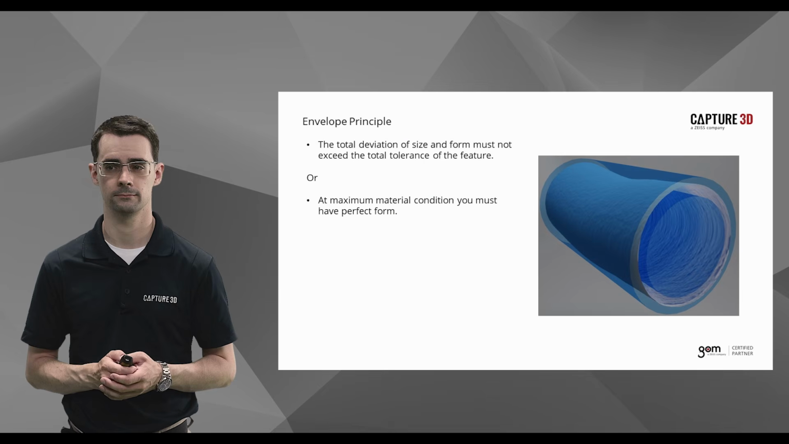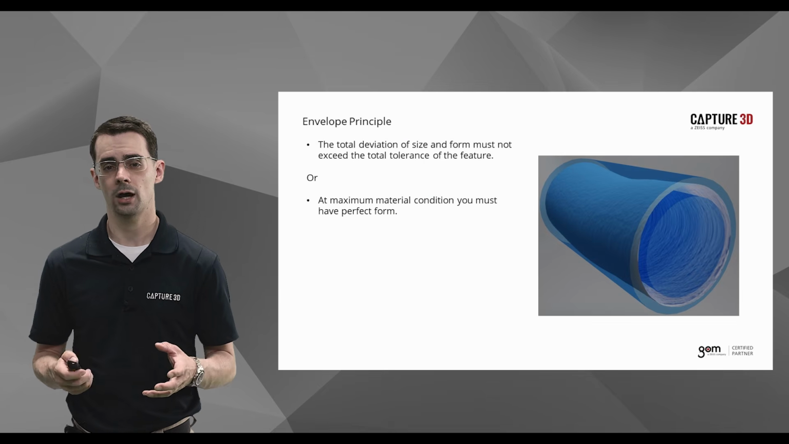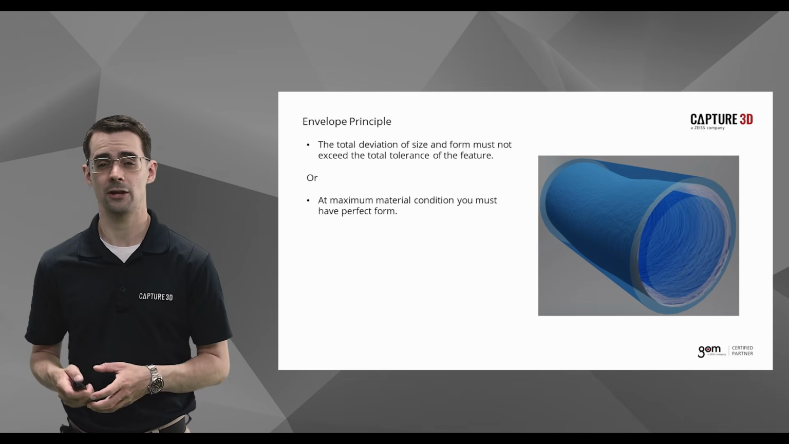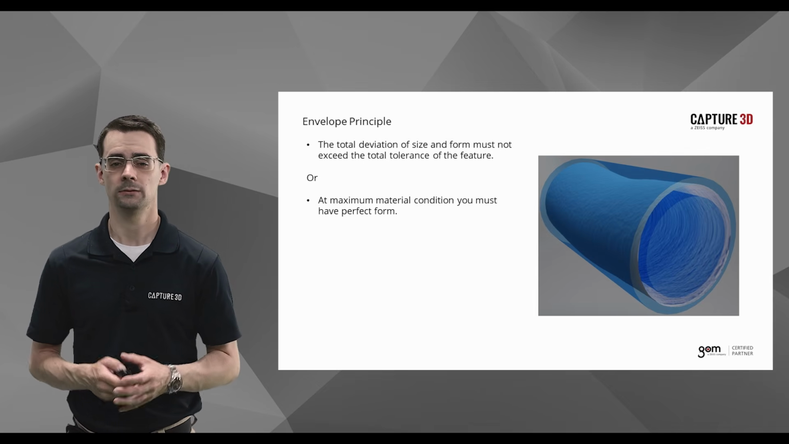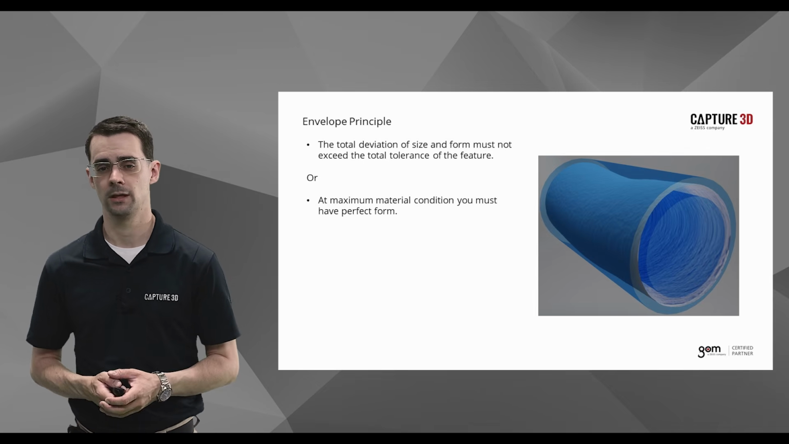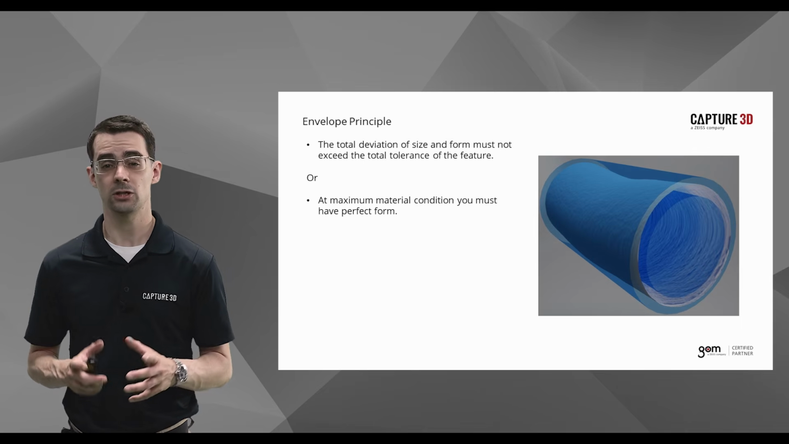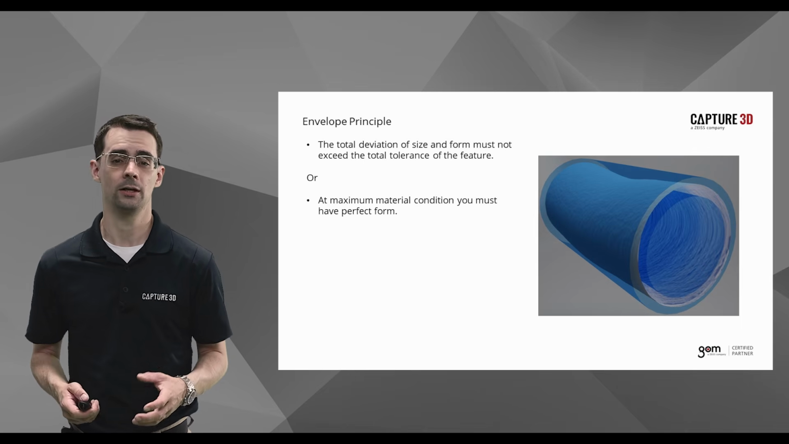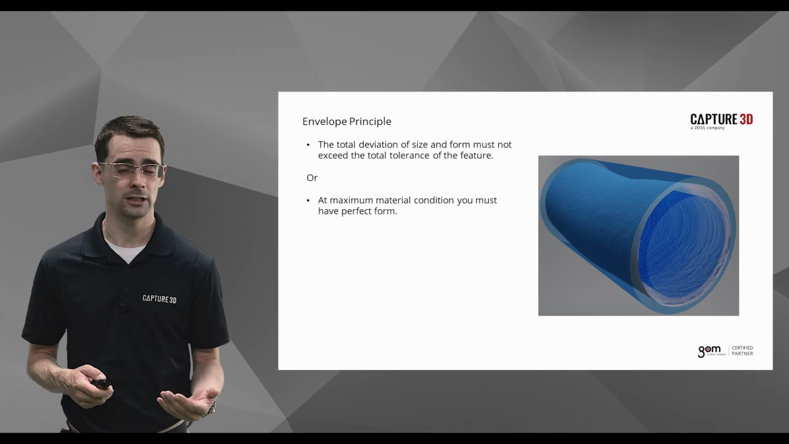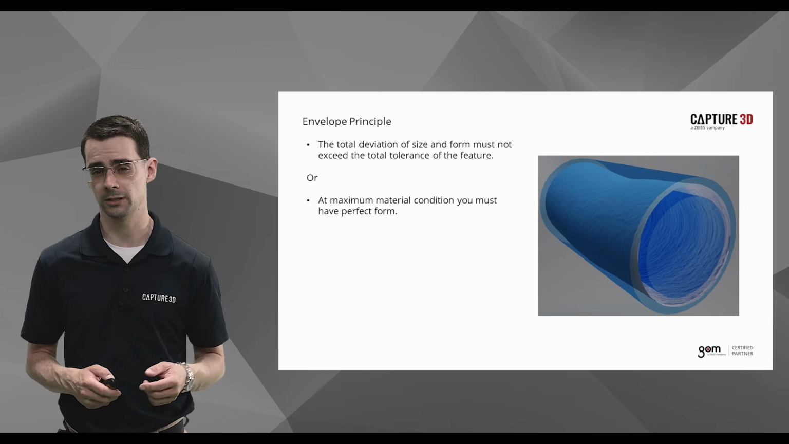One of the most important concepts in the ASME GD&T standard is called the envelope principle. Let's take a look at a simple example. A cylinder is defined on a drawing as being 20 millimeters in diameter nominally, with a lower tolerance of -1 millimeter and an upper tolerance of +1 millimeter.